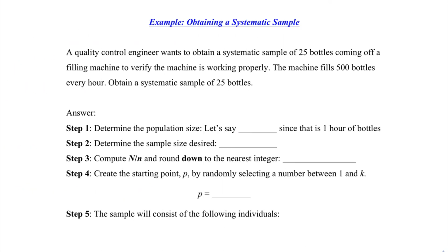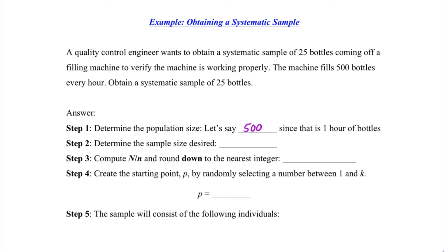Let's go ahead and do an example of obtaining a systematic sample then. We're told a quality control engineer wants to obtain a systematic sample of 25 bottles coming off a filling machine to verify the machine is working properly. The machine fills 500 bottles every hour. Obtain a systematic sample of 25 bottles. As previously discussed, we need to first determine the population size. But in this case, there are a bunch of bottles. This machine just keeps on going and going. So instead of being given a population size, which would be more typical, we're going to call the population size 500, since that would be us looking at bottles for about an hour.